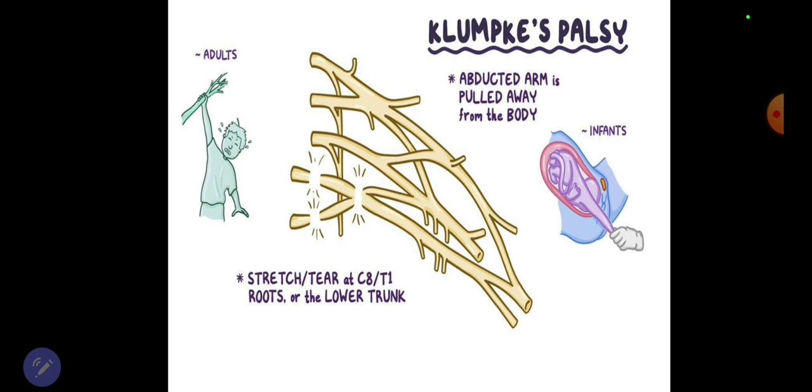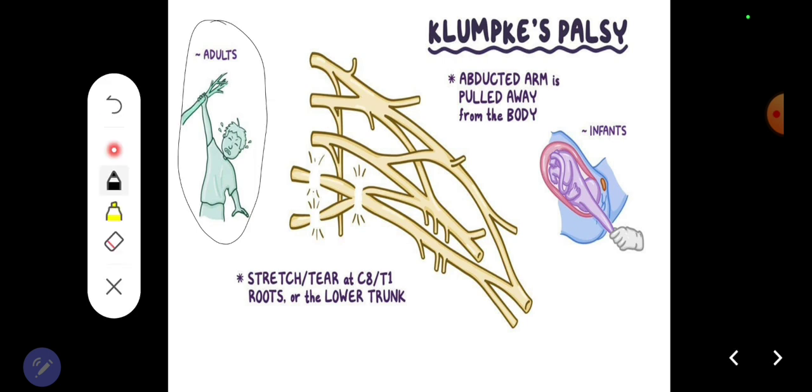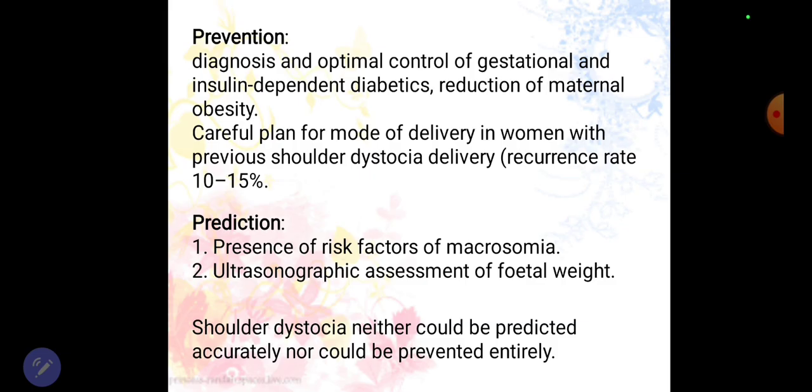Klumpke's palsy occurs in adults due to overstretch of the hand. And during infancy, there is hand presentation and shoulder dystocia. Prevention of shoulder dystocia is by identification of risk factors and early treatment: diagnosis and optimal control of gestational and insulin-dependent diabetes, reduction of maternal obesity, and careful planning of the mode of delivery in women with past history of shoulder dystocia.